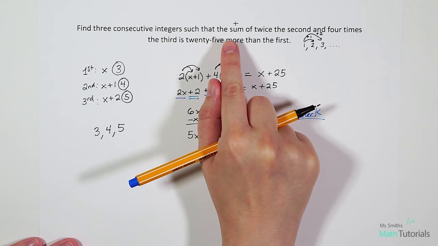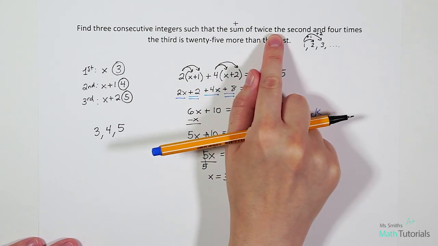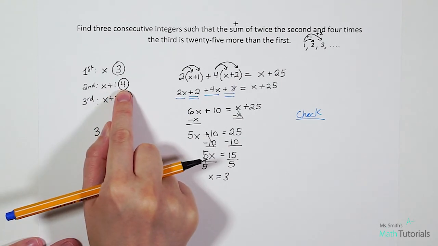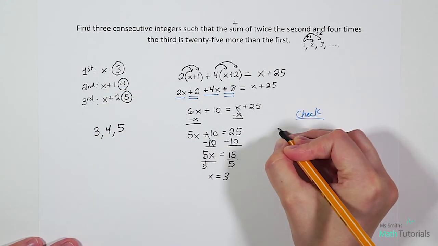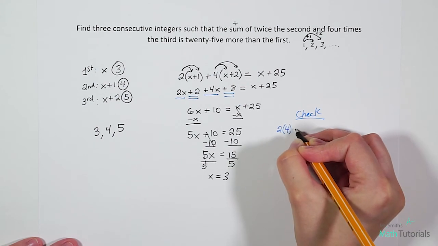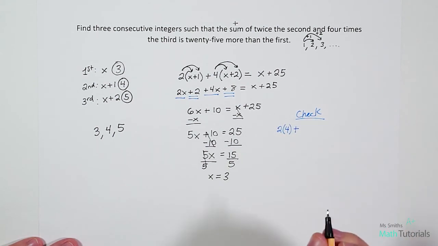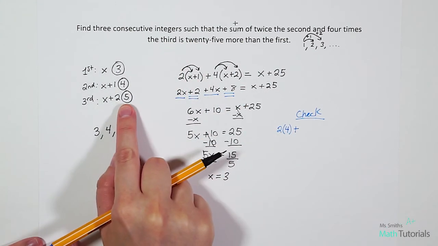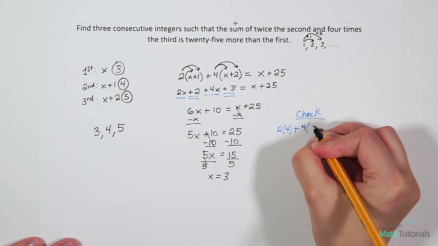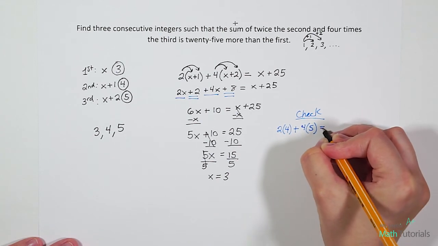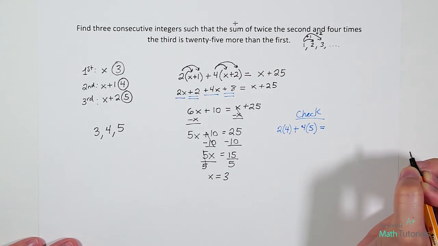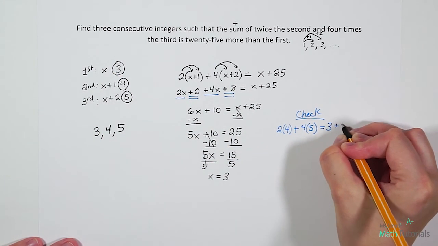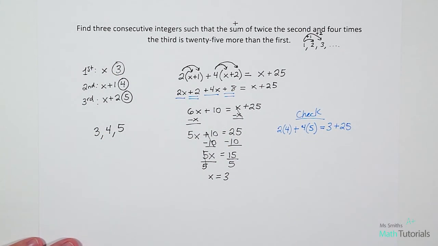Find 3 consecutive integers such that the sum of twice the second, okay, so we've got twice the second, well, we know the second number is 4. So 2 times 4, and we're going to add that to, because we said sum, 4 times the third, well, the third is 5, so 4 times 5 is 25 more than the first. Well, who's the first? It was 3. So we're going to add 25 to 3.